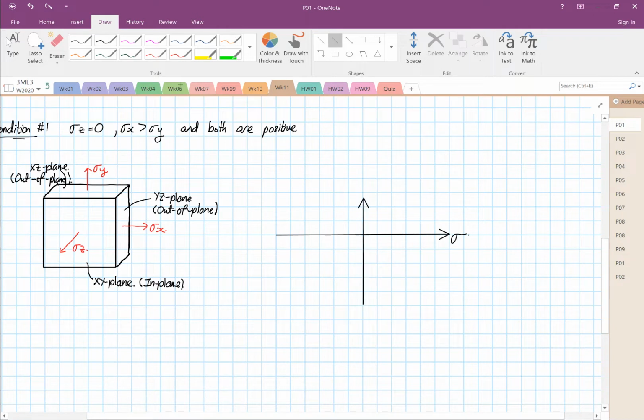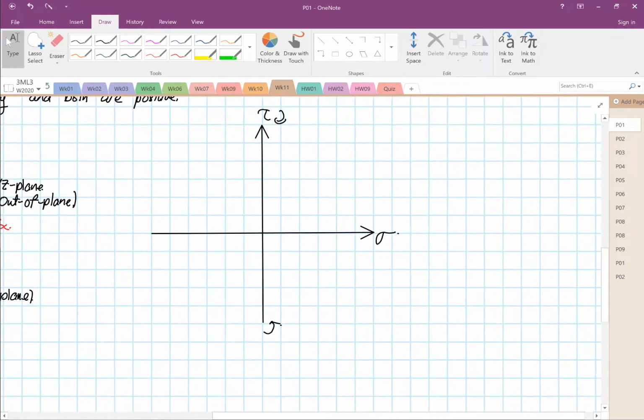Then this is our shearing stress. Okay, clockwise rotation, anti-clockwise rotation, and then we declare that, I'm going to make this longer so I can draw better. So we declare that the normal stress X is greater than stress Y.